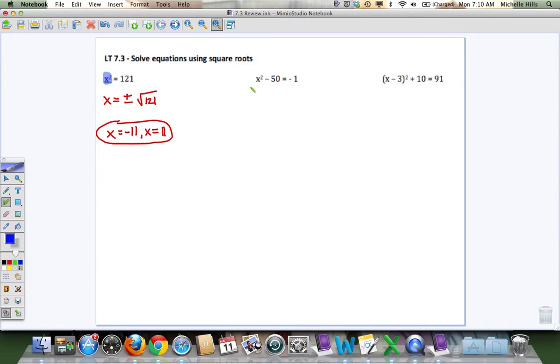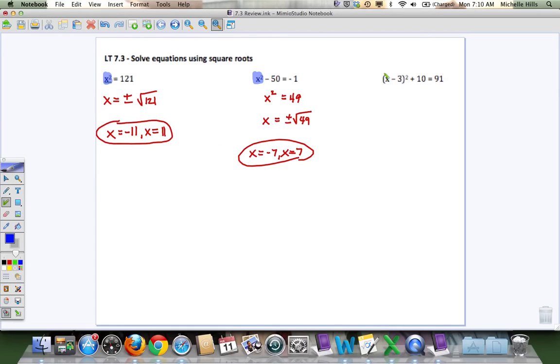Now again, the thing I want to do is to get the thing that's being squared by itself before I square root. So I want to get rid of this minus 50, which means I would add 50 to both sides. So x squared would be positive 49. Then I undo the square by square rooting, but I need to look at both the positive and negative square roots of 49 for my two answers. So x equals negative 7 is one of my answers, and x equals positive 7 is the other one.